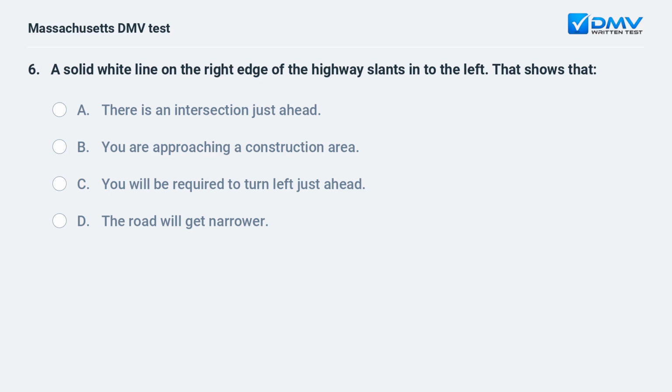A solid white line on the right edge of the highway slants in to the left. That shows that: A. There is an intersection just ahead. B. You are approaching a construction area. C. You will be required to turn left just ahead. D. The road will get narrower.